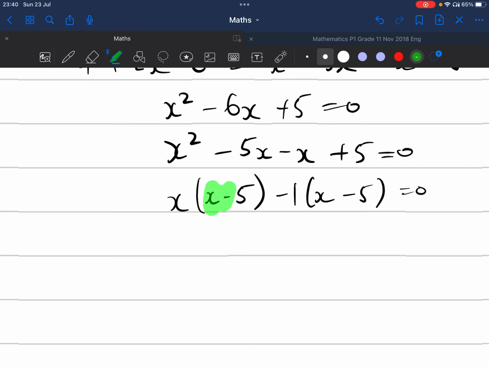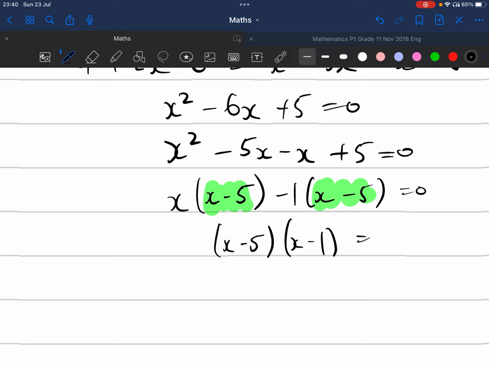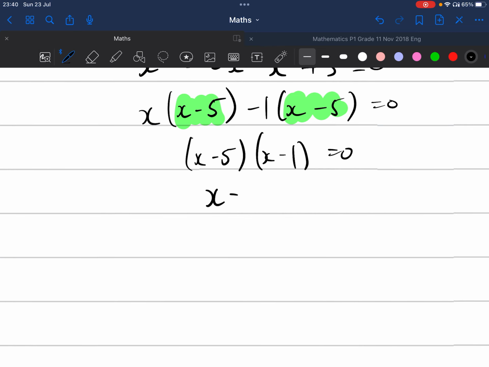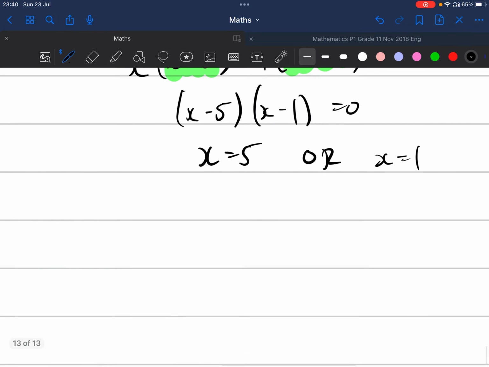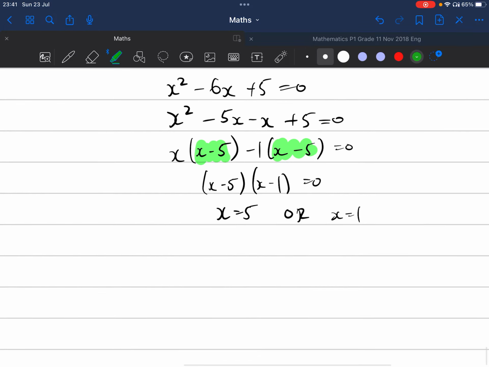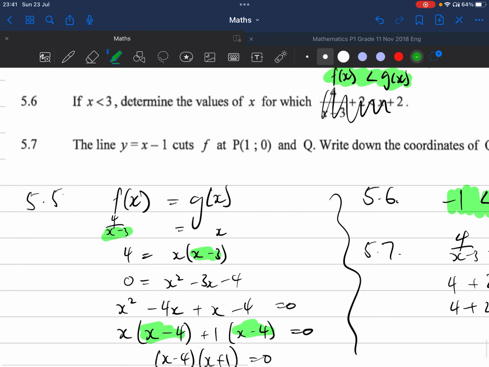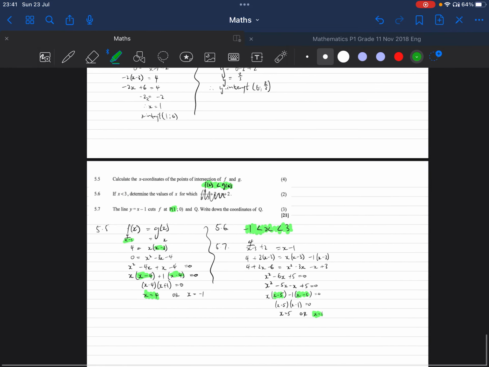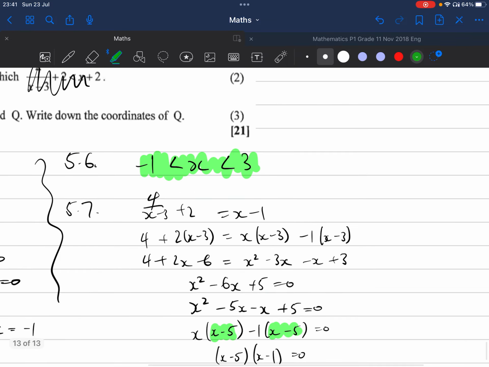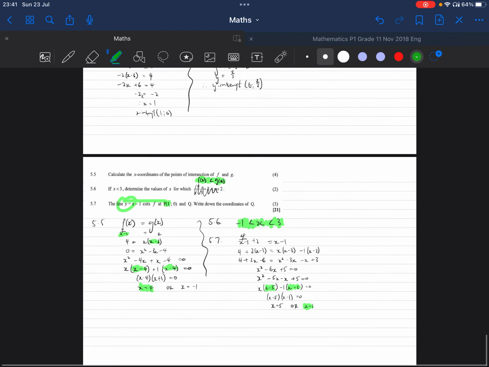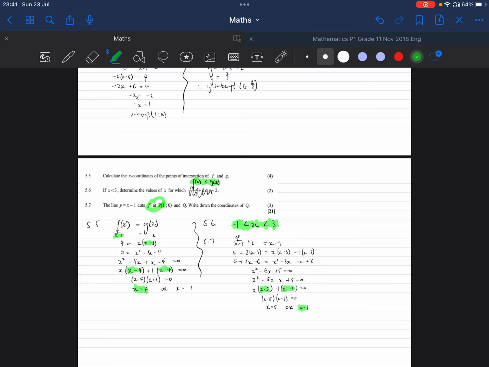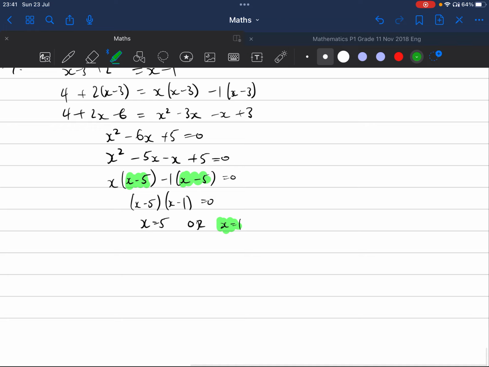I have a common factor here, so I can factorize that out. x minus 5, x minus 1 equals 0. I'll equate them both to 0. I'll have x equals 5 or x equals 1. Now, we can very easily confirm that this answer is right because x equals 1 and we were told that one of the points of intersection is when x equals 1. So that's obviously for the point P. And then we have to find the point Q. So that means that the x value of Q is 5.